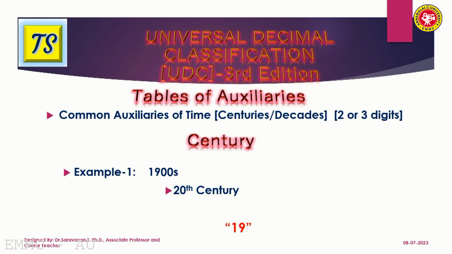This is the century, another type. Example 1, 1900s. 1900 years completed. It means that we are in the 20th century. So if the title has 20th century, how does it need to be transferred? See, 1 century needs to be subtracted, then the remaining is 19. It should be placed within double quotes. Since the 19 is available in 2-digit format, we need not insert 0. It already fulfills the requirements of UDC.